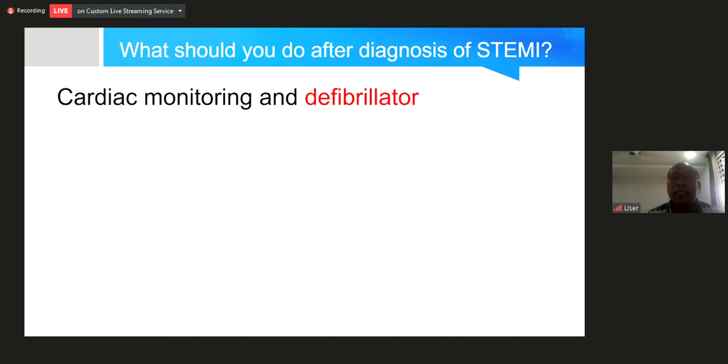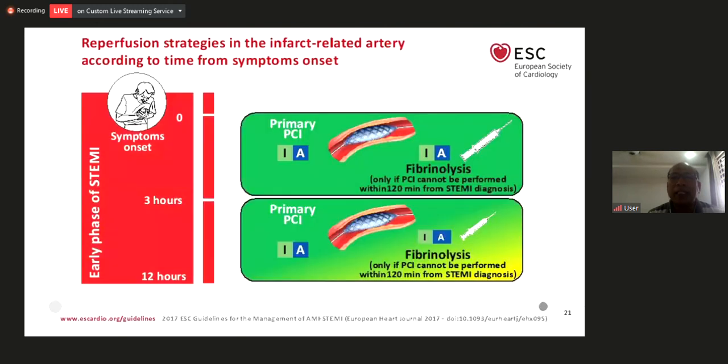Oxygen saturation is more than... and then percutaneous intervention before 3 hours, the success rate is the same, but the problem of lytic therapy is intracranial bleeding. That's why in Europe, normally 100% they will do primary PCI regardless of 12 hours or up to 24 hours.